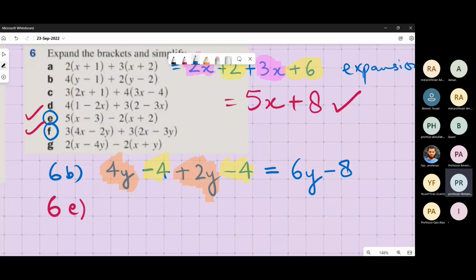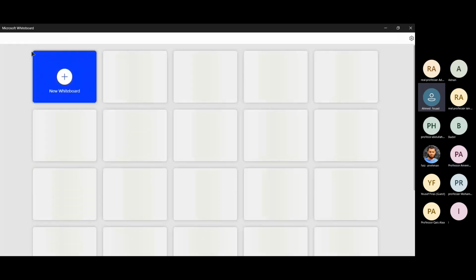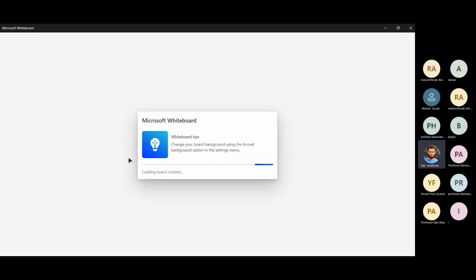Now I will tell you. See, 5x minus 2x, minus 4, but the students are writing plus 4 here. Okay, very good, Adnan. Now check, is your answer matching with my solution? 7x. Yes, minus. Multiplying by negative will make the answer negative.